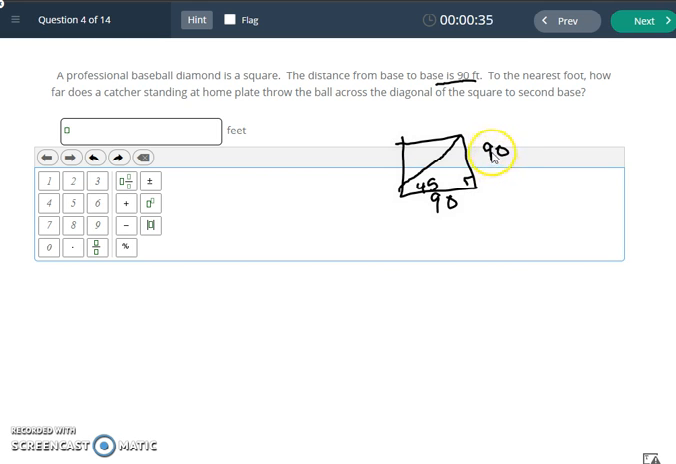How far does a catcher standing at home plate, so if our home plate is here, have to throw the ball diagonally across the square to second base, so this would be our second base? How far is that? It's just going to be a 45-45 right triangle. So the lengths of my sides are going to be x, x, and x radical 2. This is my x, and my hypotenuse would be x radical 2. That means x is equal to 90, and my hypotenuse, x radical 2, is 90 multiplied by radical 2, which is 127 feet.